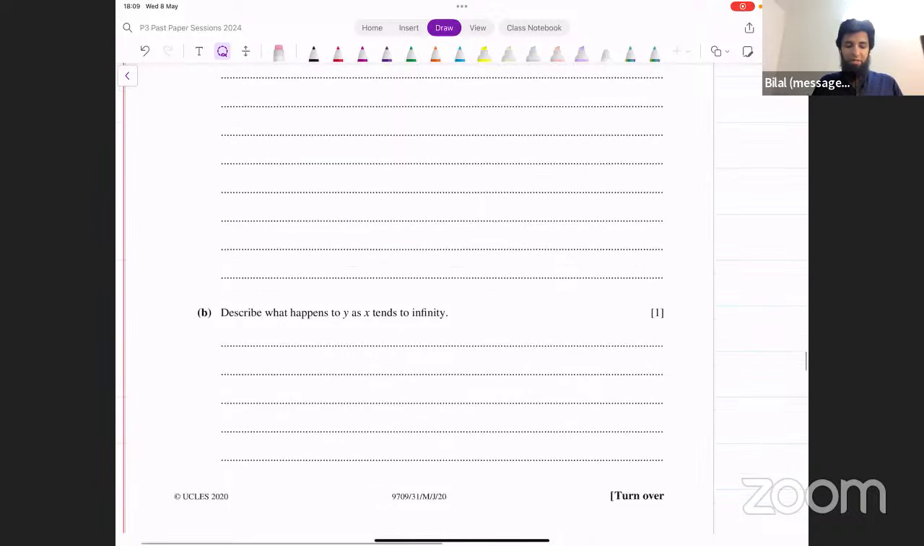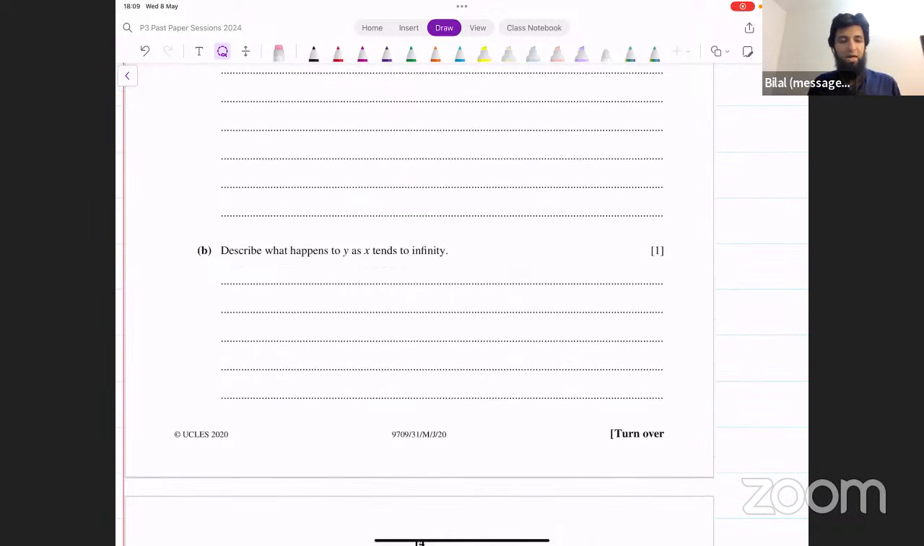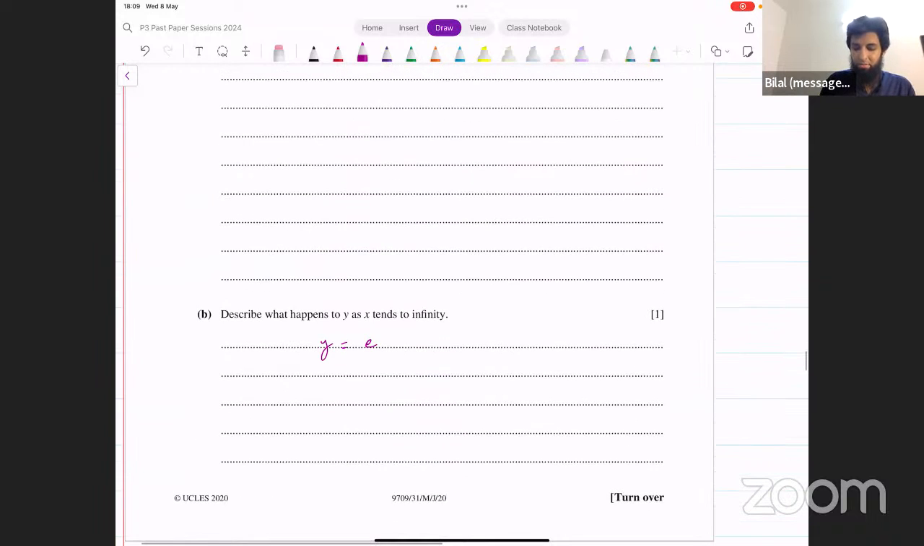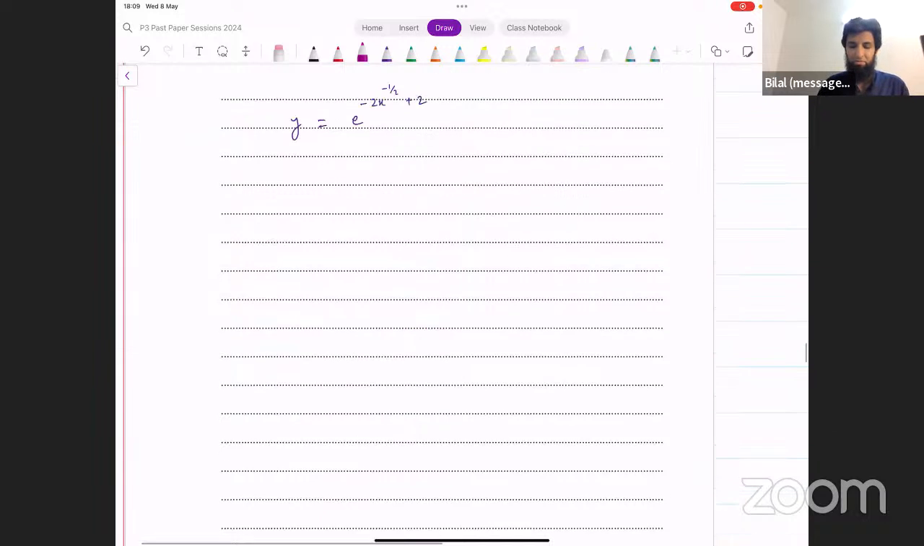Now let's move on to the next part. The next part says, describe what happens to y as x tends to infinity. Let's think about this. We've got y in terms of x now. y equals e raised to the power minus 2x raised to the power minus 1 over 2 plus 2.